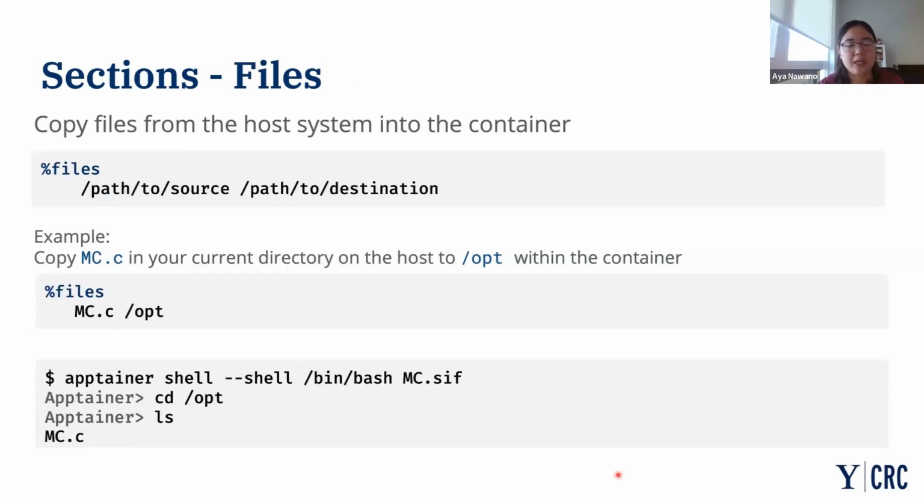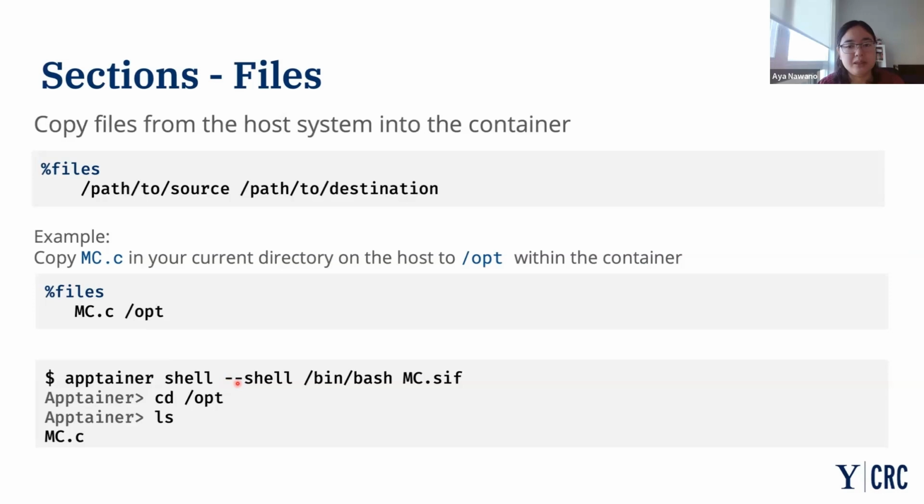The files section allows you to copy files into the container. Each line is a source and destination pair. The source can be either a path on the host system or a valid path in the previous stage of the build. So in this example, I have a mc.c file in the current directory on the host, and I would like to copy it to the /opt directory within the container.